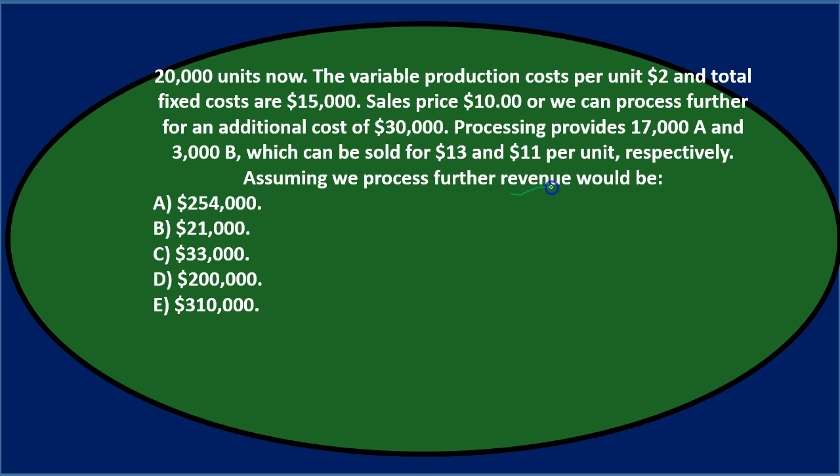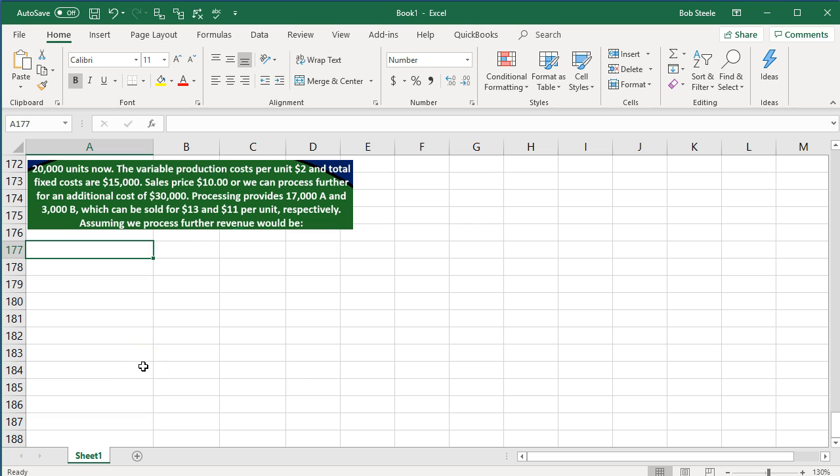So revenue, so they're looking for revenue if we were to process further. Notice what they're not asking for. They're not asking for should we process further or not, or what's the net revenue, or the difference between the two options. They're asking just for revenue if we process further. That's a little bit unusual, right? That's not what you would expect from this type of question. It's a little bit easier than we would expect if we catch that key word. So we're looking for the revenue if we process further.